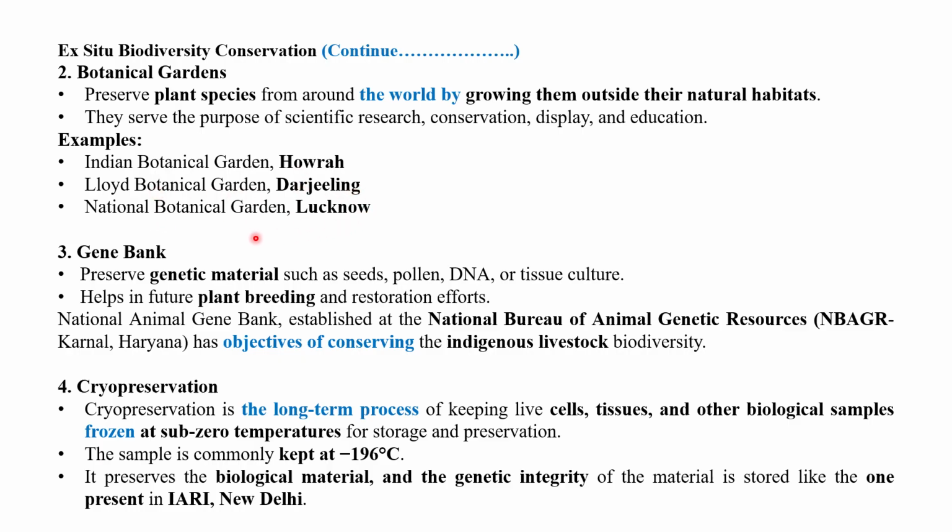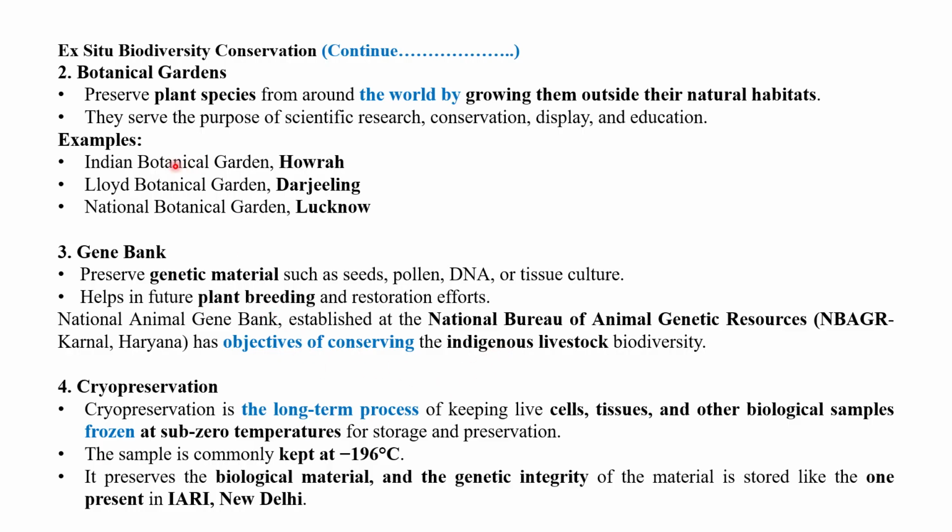Examples we can say the Indian Botanical Garden in Howrah, Lloyd Botanical Garden in Darjeeling, National Botanical Garden in Lucknow. The Gene Bank, where preserved genetic materials such as seeds, pollen, DNA, or tissue cultures are stored. It helps in future plant breeding and restoration efforts. We can see here the National Animal Gene Bank established at the National Bureau of Animal Genetic Resources. It is in Karnal, Haryana, and has the objective of conserving indigenous livestock biodiversity.